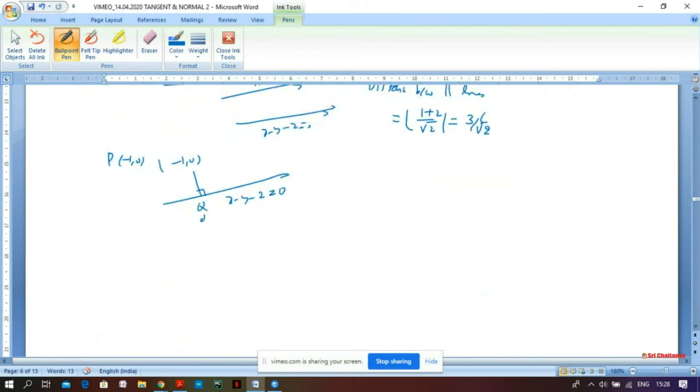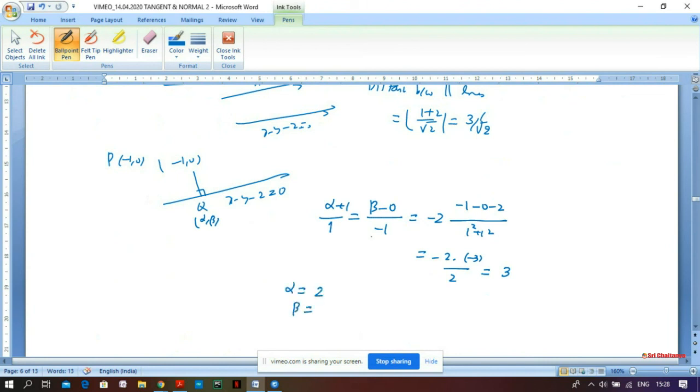For that, suppose (alpha, beta) is the foot of the perpendicular. The result is (alpha plus 1)/1 equals (beta minus 0)/(-1) equals minus 2 times (1 times -1 minus 1 times 0 minus 2) upon (1 square plus 1 square), so minus 2 times minus 3 upon 2, that is just 3. So alpha happens to be 3 minus 1, that is 2, and beta happens to be minus 3 plus 0, so beta is minus 3. So this point happens to be (2, -3).